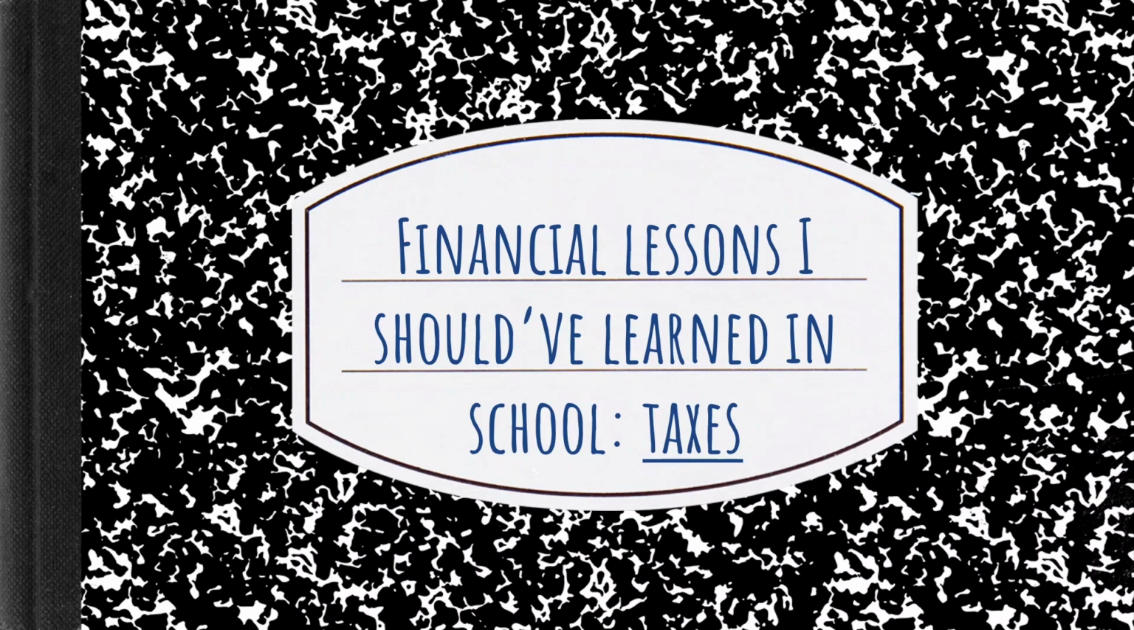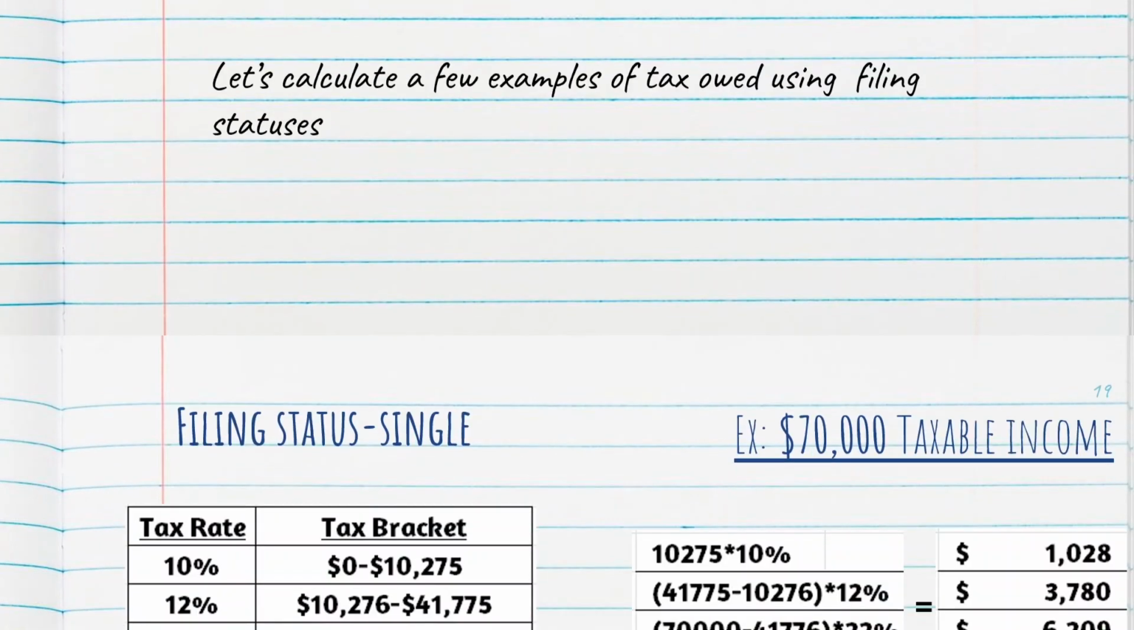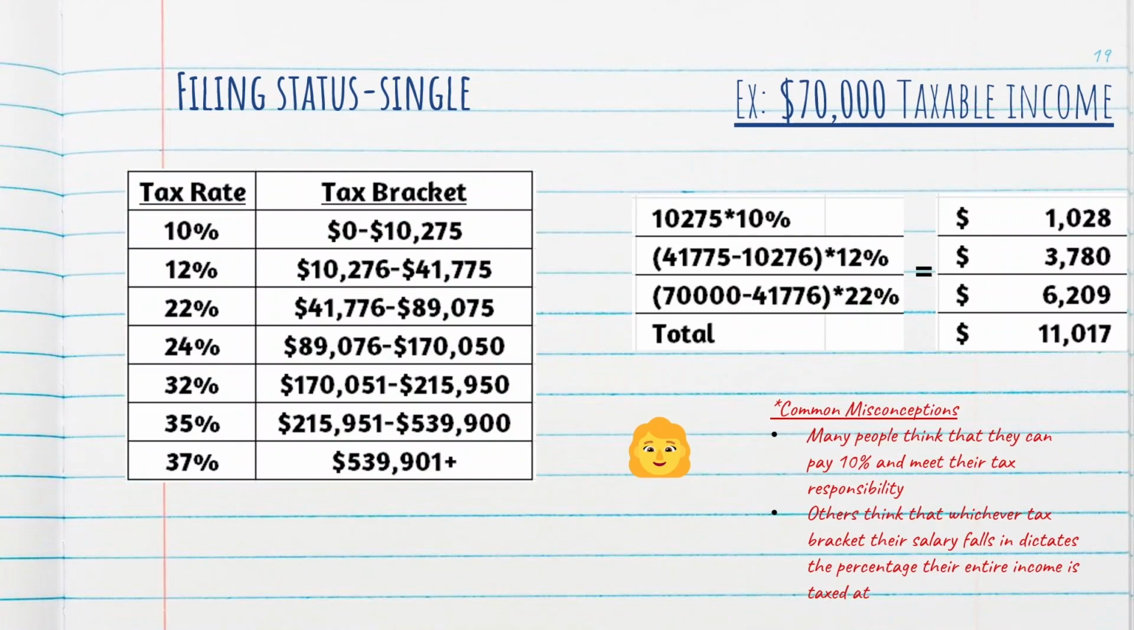Taxes. Welcome to our second mini lesson in our Financial Lessons tax course. In this mini lesson, we will go through some basic tax rate calculations based on our tax filing statuses. So let's calculate a few of these examples. In our first example, this individual is single. They have a filing status of single.